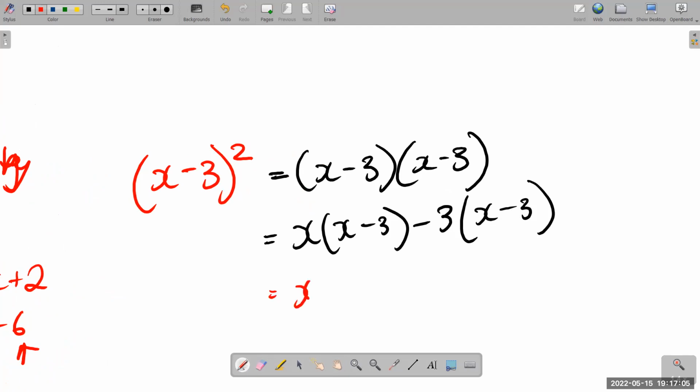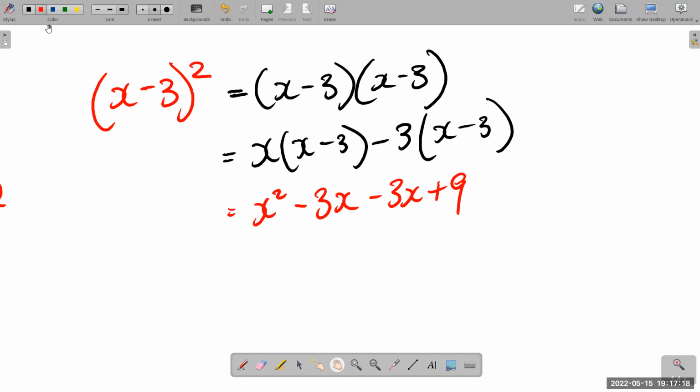x times x is x squared. x times negative 3 is minus 3x. Minus 3 times x is minus 3x. Minus 3 times minus 3 is plus 9. Now, this is where people get into problems. This is where I'm seeing the weird stuff. It's almost like you're saying minus 3 minus 3. Negative 3 minus 3, what's the answer?